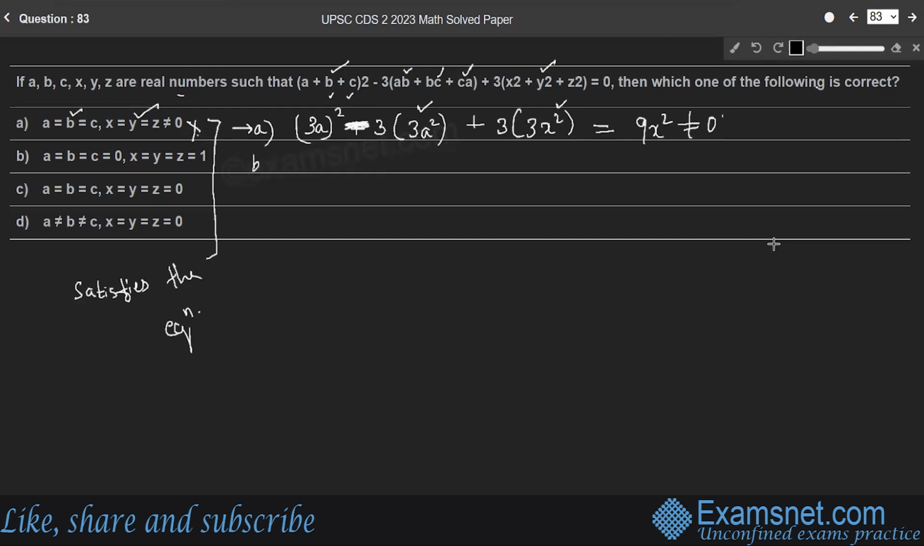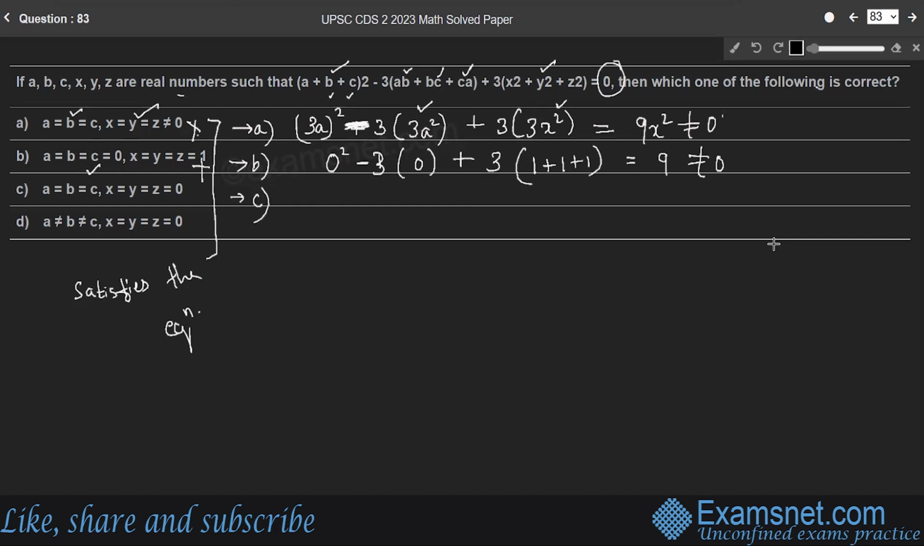Satisfying the equation means that when you substitute the values, you have to get the RHS, which is 0. Let us consider option B. According to option B, A, B, C are equal and equal to 0. Therefore, the first part becomes 0 square and minus 3 into the second part also becomes 0. X, Y, Z are equal and equal to 1. Therefore, the last part becomes 3 into (1 plus 1 plus 1), which is 9, not equal to 0. Therefore, option B doesn't satisfy the equation.